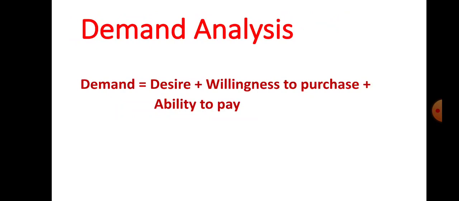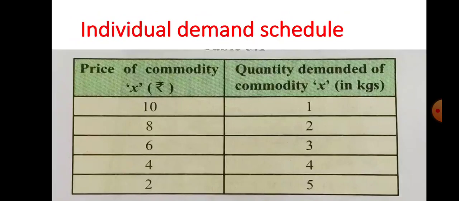Now let us see the next chapter, that is chapter number 3a, demand analysis. What is demand? What is the formula of demand? Demand is equal to desire plus willingness to purchase and ability to pay. Suppose at this moment I want a car but I don't have money. So that is my desire only, my dream only. So what is demand exactly? Demand is an effective desire which is backed by ability to pay and willingness to spend. Now let us see the next concept in chapter number 3a, that is the individual demand schedule.